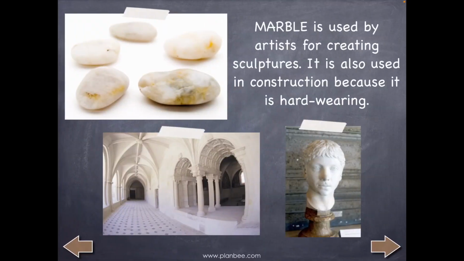So this is the rock that the statue was made from. This is a metamorphic rock called marble, and marble is used by artists for creating sculptures. It is also used in construction because it is hard wearing, which means it will last a long time. It's a very strong and very sturdy material.